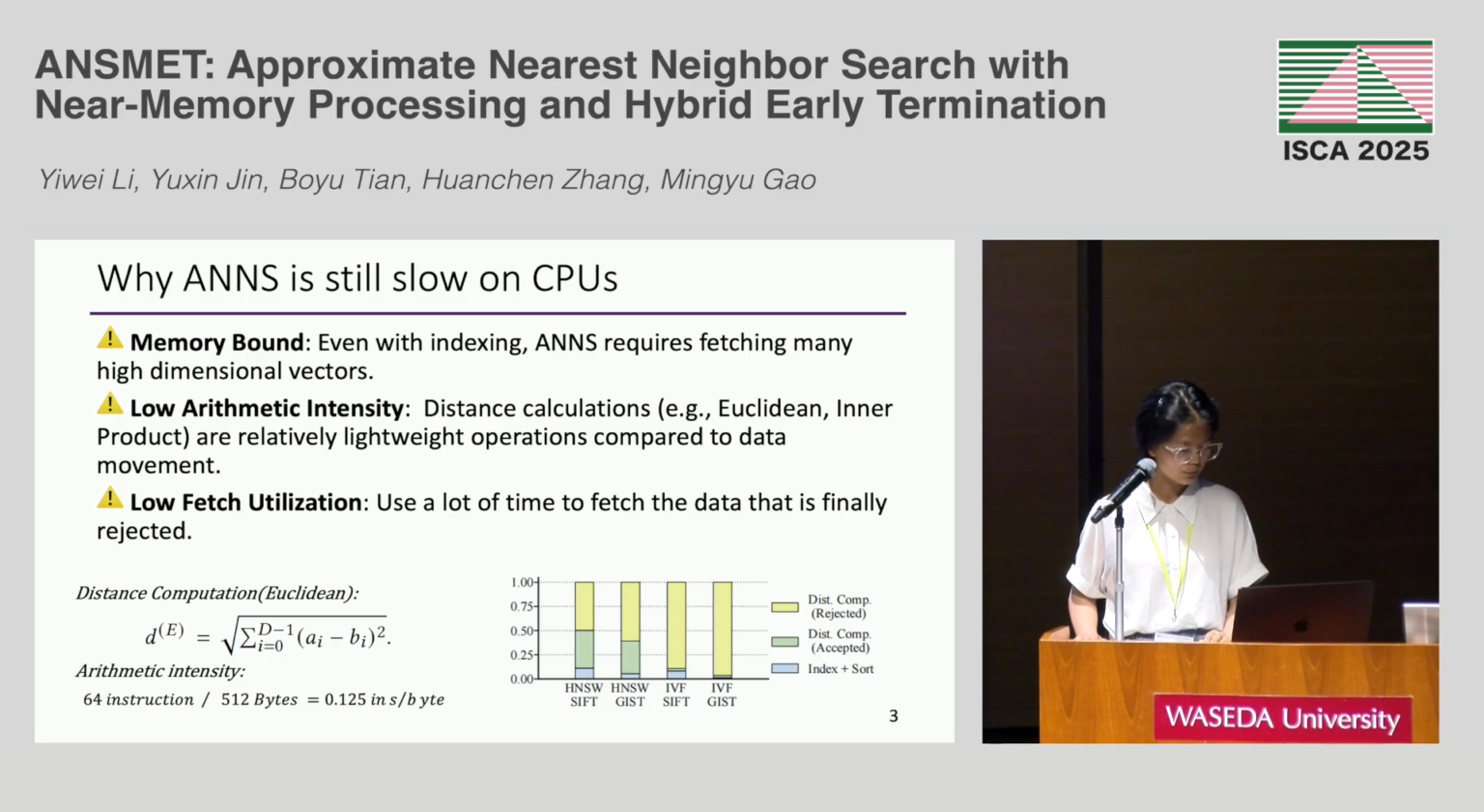Finally, our profiling confirms that 50 to 90% of vector fetching might be wasted because the distance of the vector is larger than the threshold and is rejected. So actually, we have used a lot of time to fetch data that is finally rejected.